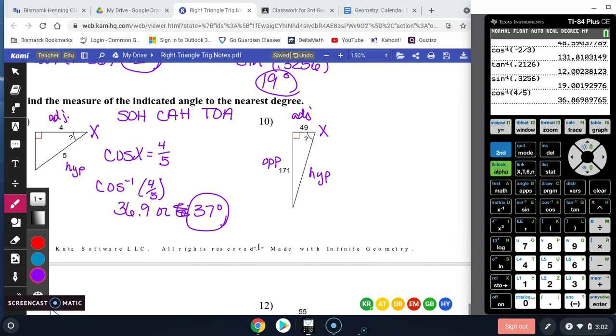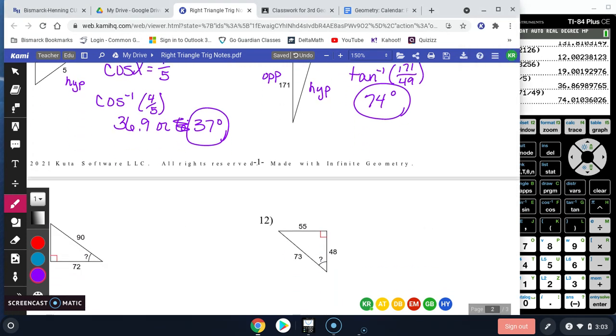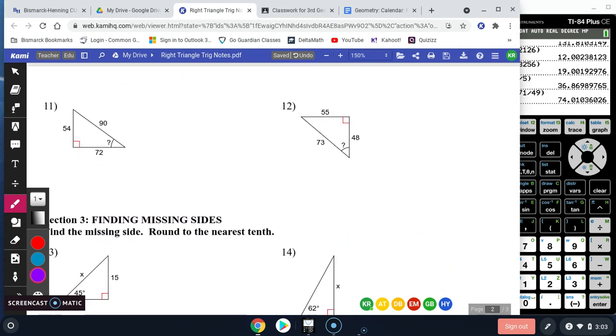So I know adjacent and opposite. So that's going to be a tangent statement. So tangent of X is opposite 171 over adjacent 49. So do your inverse tangent of 171 over 49. So second tangent 171 divided by 49, and you're going to equal 74 degrees.